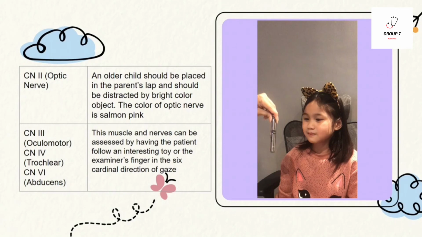Cranial nerves 3, 4, and 6 are tested simultaneously. These muscles and nerves can be assessed by having the patient follow an interesting toy or the examiner's finger in the six cardinal directions of gaze.